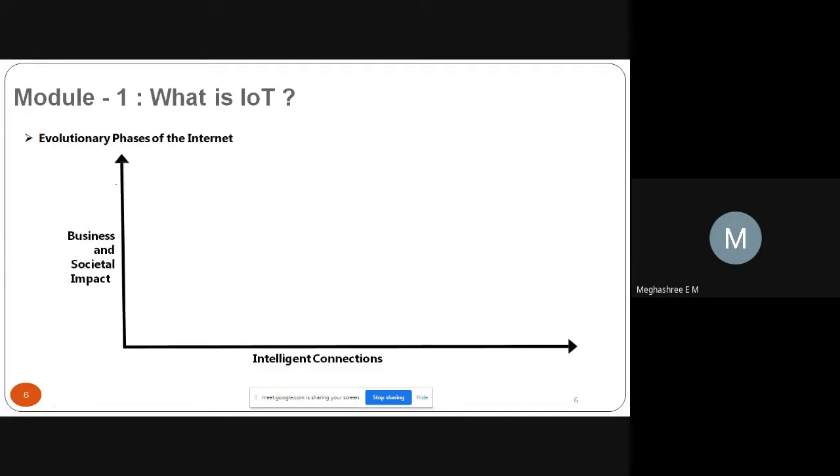Let's see how the internet evolved and how IoT has been developed. We'll see that in this graph. Okay, the first phase of internet is connectivity, wherein we digitize the access. Information can be accessed with the help of the internet by using email, web browser, and search. This is the first phase of internet.